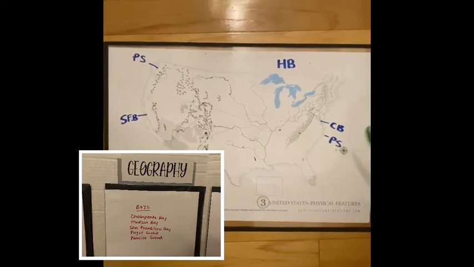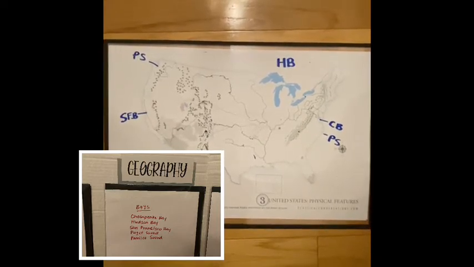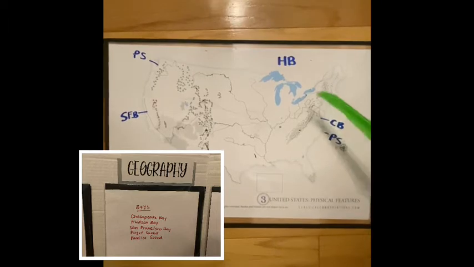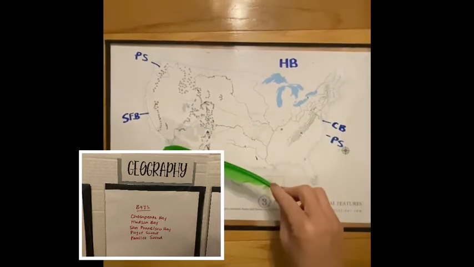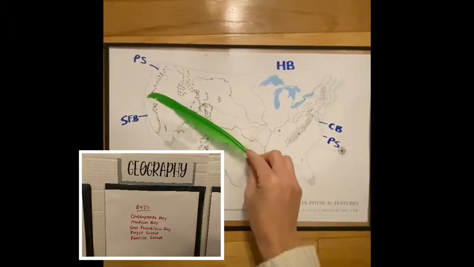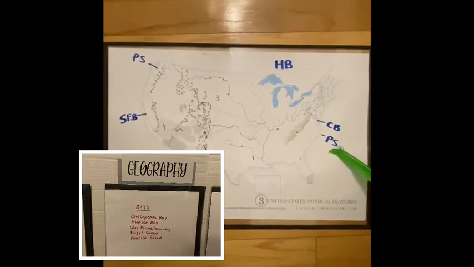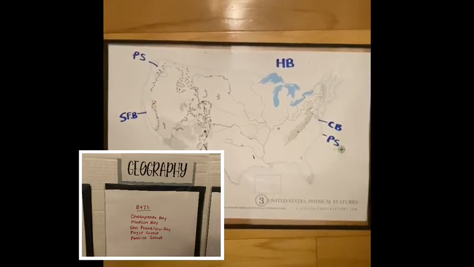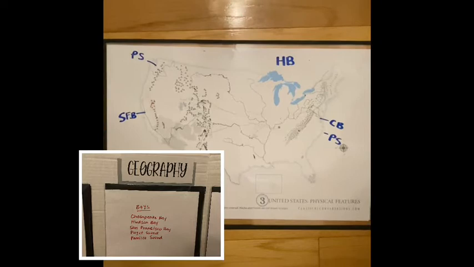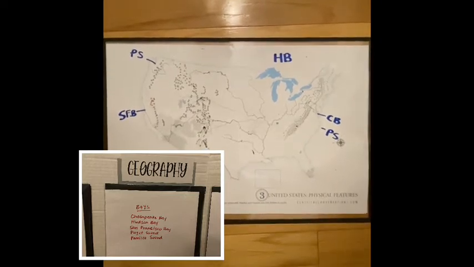So the song goes like this. Chesapeake Bay, Hudson Bay, San Francisco Bay, Puget Sound, Pamlico Sound. These are the bays in the United States. All right, let's do it again.